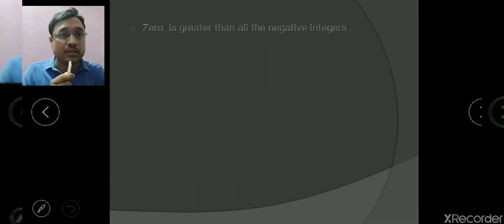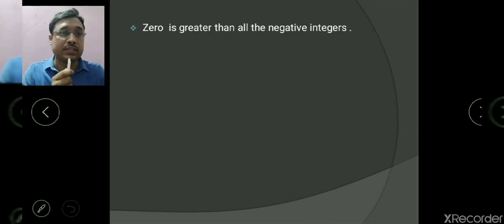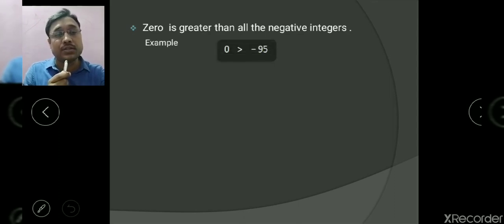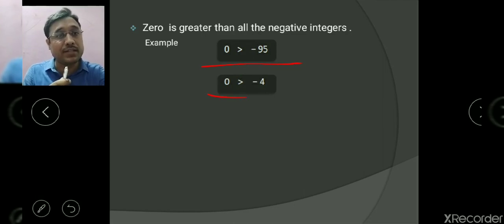Now we are also comparing 0 with all the numbers, negative or positive. You have to understand this: 0 is greater than all the negative integers. This is a very interesting thing about 0. For example, 0 is greater than minus 95. 95 is a very large number, but it is negative. So 0 is greater than minus 95, and 0 is greater than minus 4 also.